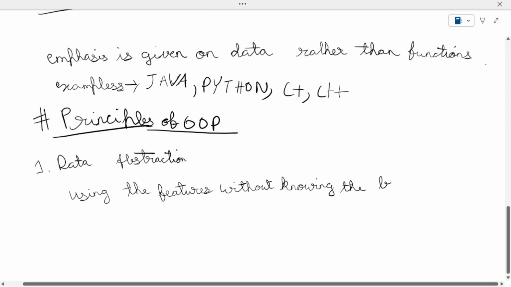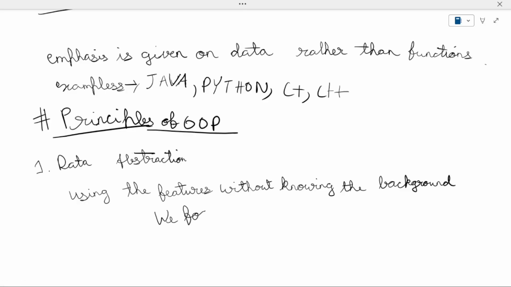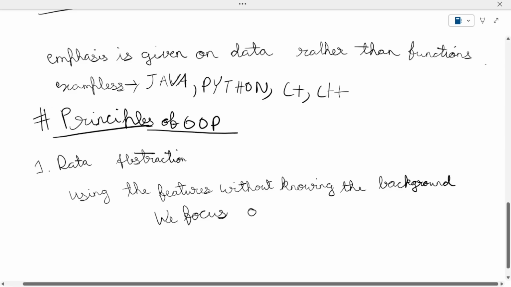Without knowing the background, which is basically what we focus on, the product. We focus on the product. For example, like how the games are made, we do not need to focus.